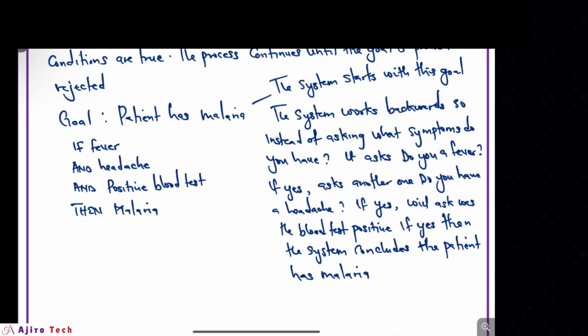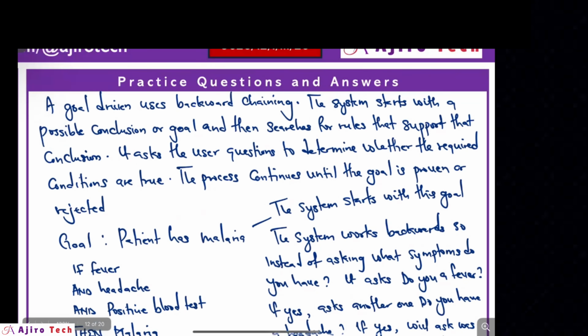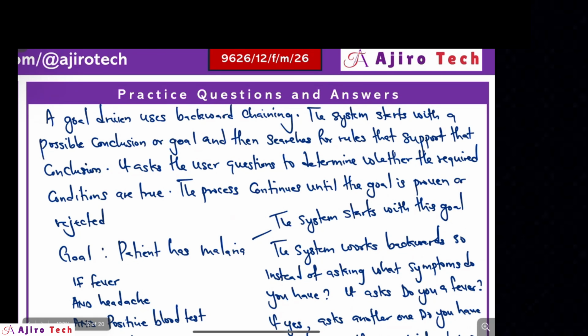So a goal-driven system uses backward chaining, right? It begins with a solution or a goal, and then searches the rule base to determine which facts are needed to support that conclusion. And it asks about those facts, and if the evidence is found, the goal is confirmed.